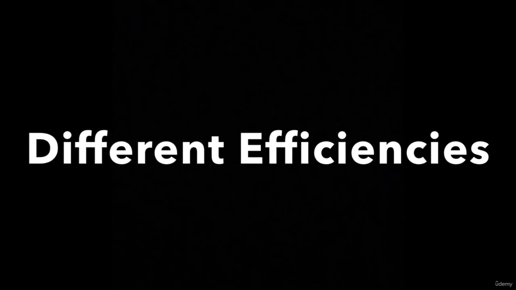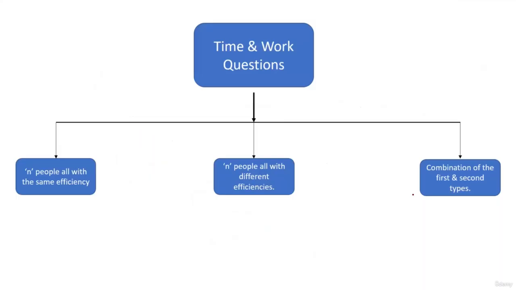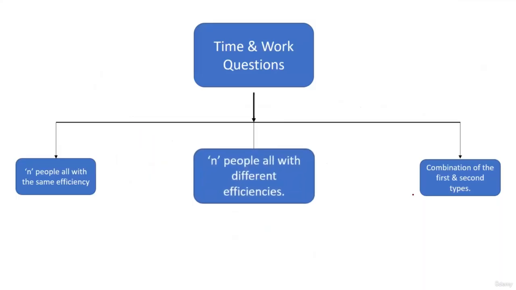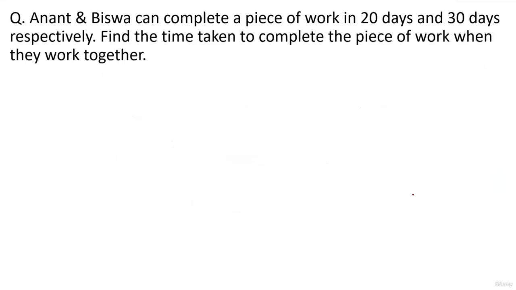Let's move on to the second category of questions we'll see now. And that is there'll be n number of people, all working with different rates or different efficiencies. Let's see how. Anant and Biswa can complete a piece of work in 20 days and 30 days respectively. Find the time taken to complete the piece of work when they work together.